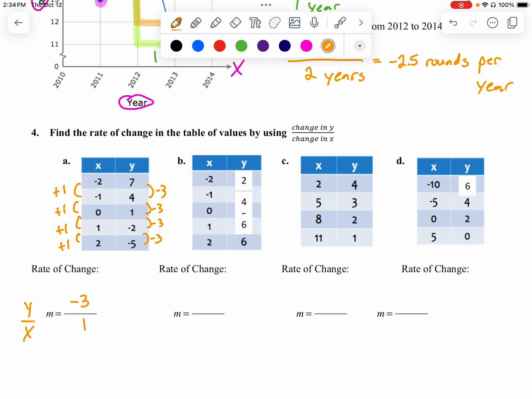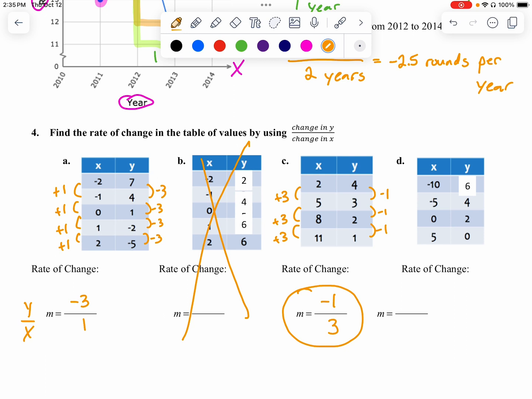B, you might notice there's kind of a typo. They're missing some numbers, so we're just going to cross B off. Then on C, here we're adding 3, adding 3, adding 3. So look, so far so good. Here we subtract 1, subtract 1, subtract 1. So this is linear. We're adding and subtracting the same numbers. And then our y goes on top, our x goes on the bottom for our rate of change.